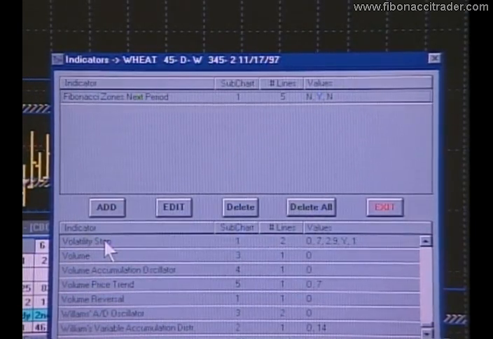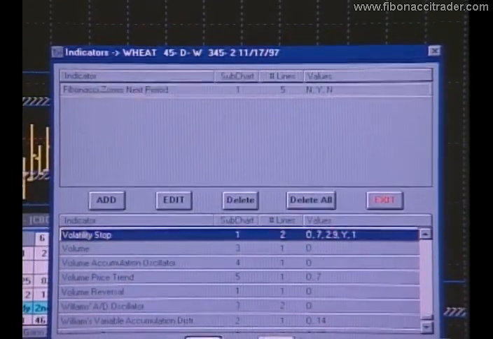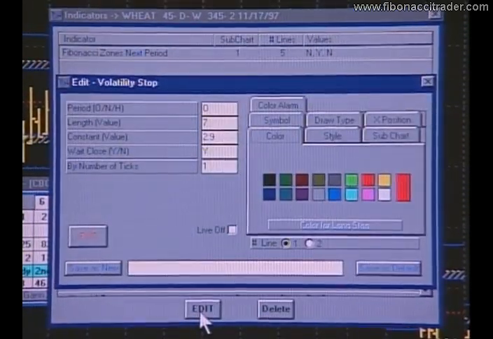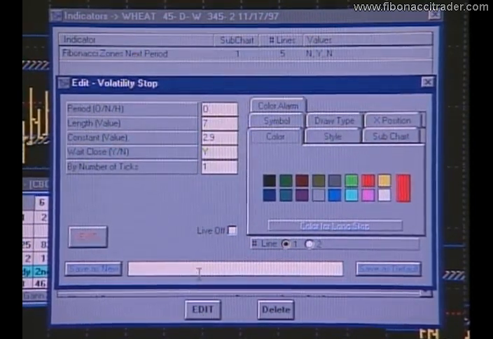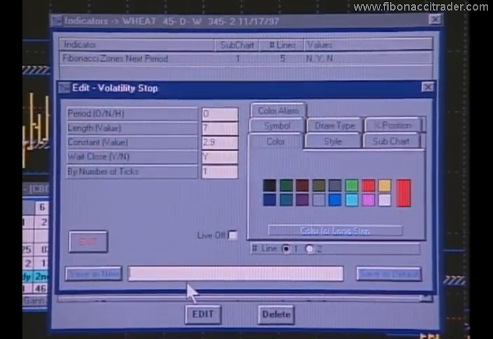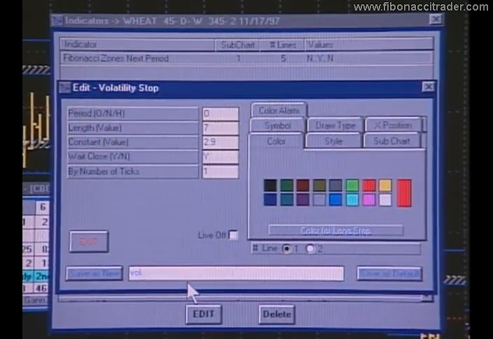If you want to make your own indicator out of it, what I suggest is you click on the volatility stop and you click on the edit at the bottom. Okay? Up comes the edit window and we will give it a name. Let's call it VOL. Keep it simple. Let's make it capitals because this is not so easy to see.